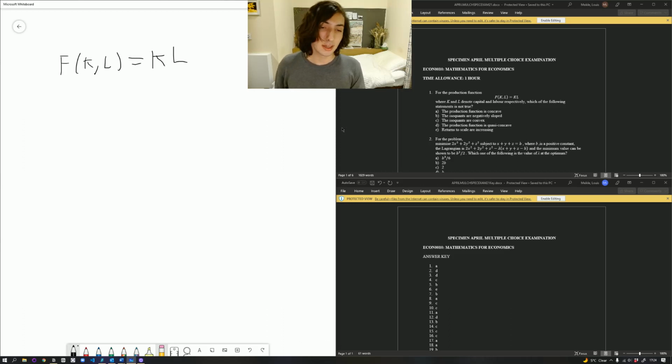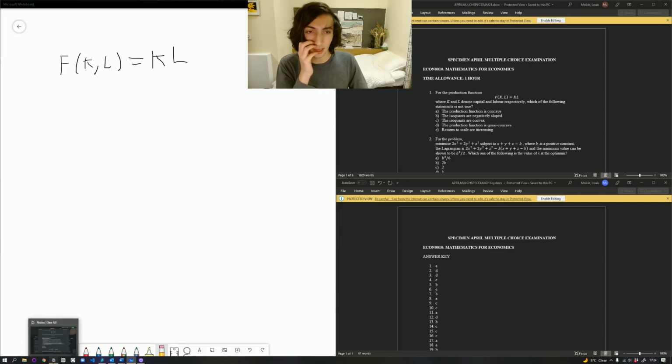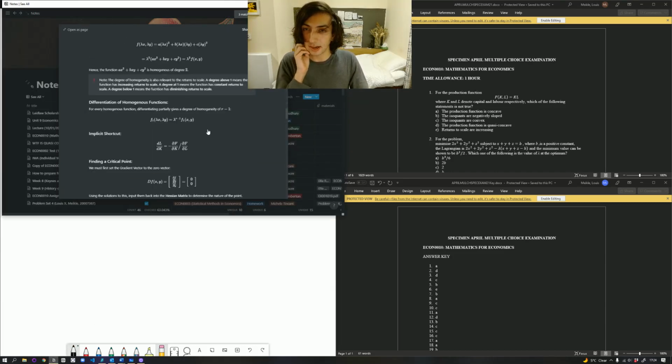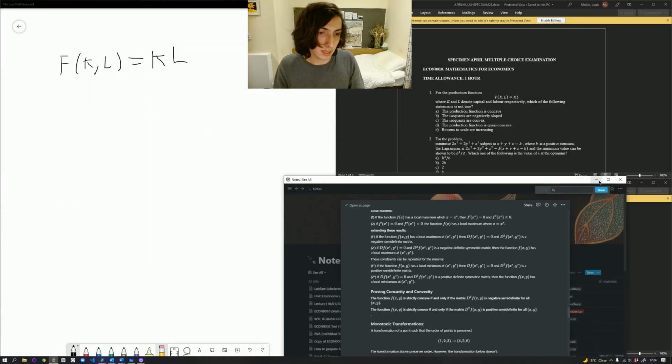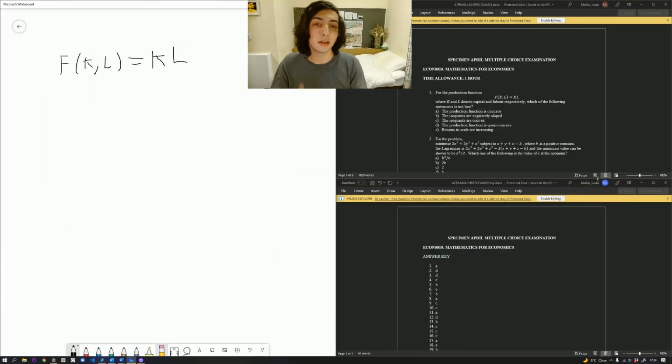Okay. I mean, right out the gate, let's start working on our first one. So for a production function to be concave, okay, we need to look at our rules for concavity. So it is concave if it is negative semi-definite, okay? That's what we're talking about. Concave means negative semi-definite, okay?